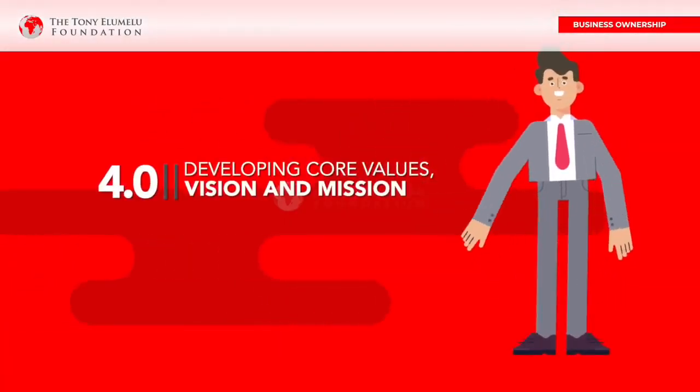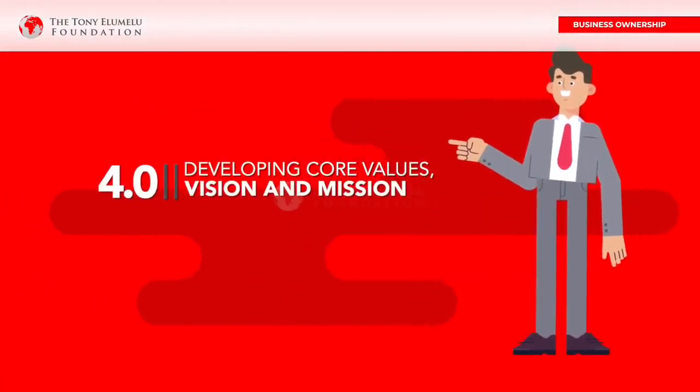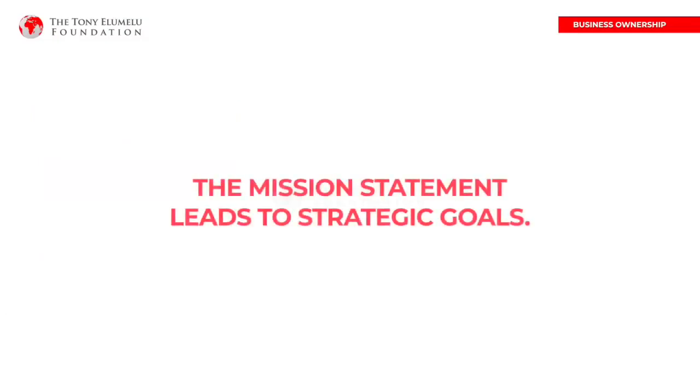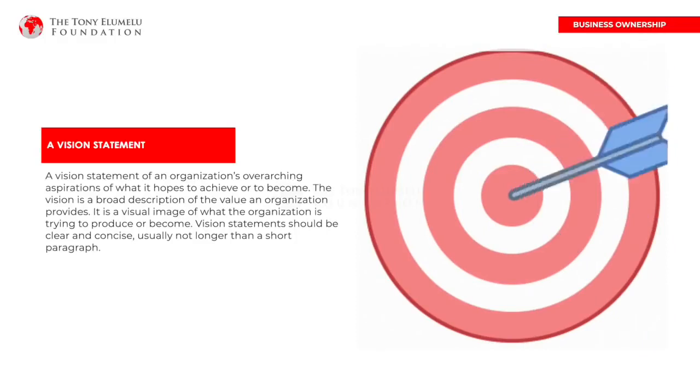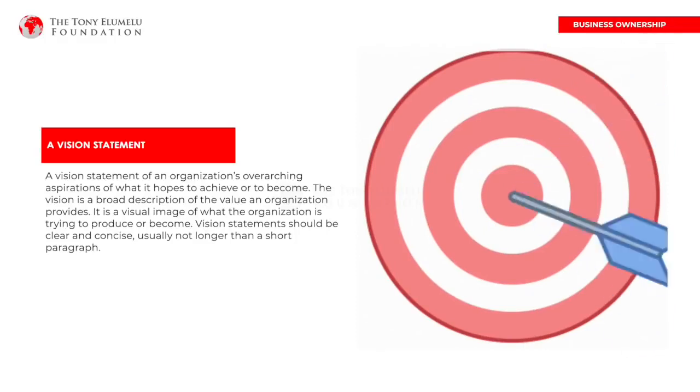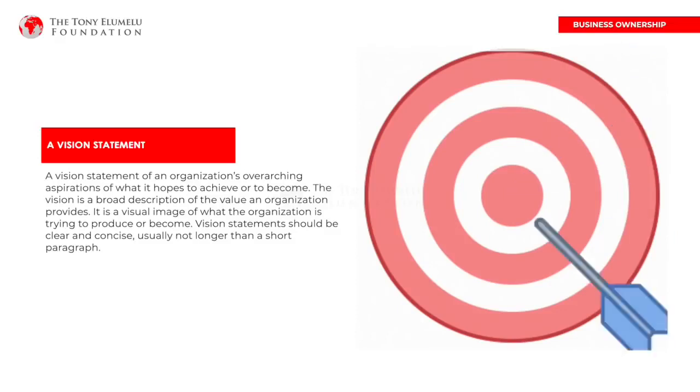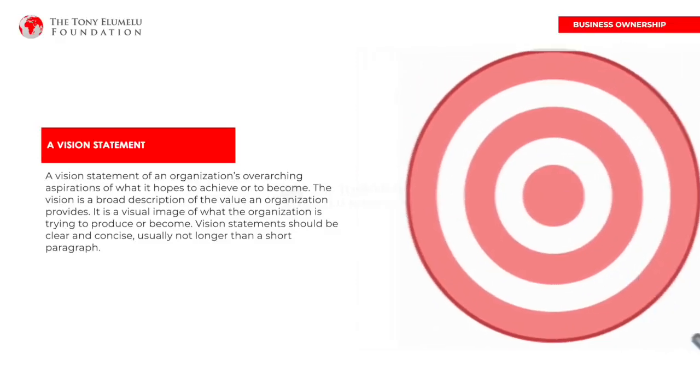Developing core values, vision, and mission. Your core values can include integrity, passion, leadership, teamwork. The mission statement leads to strategic goals. A vision statement is an organization's overarching aspirations of what it hopes to achieve or to become. The vision is a broad description of the value an organization provides. It is a visual image of what the organization is trying to produce or become. Vision statements should be clear and concise, usually not longer than a short paragraph.